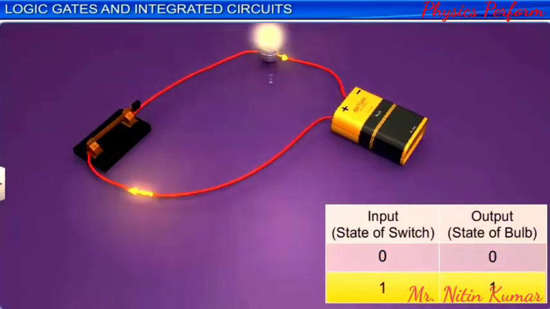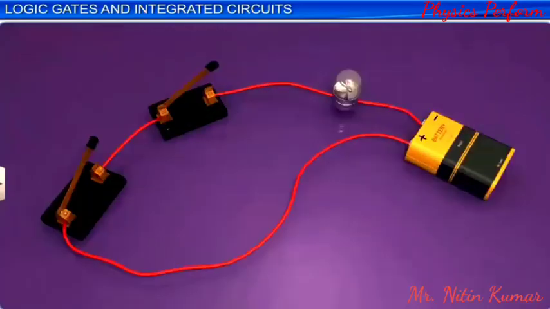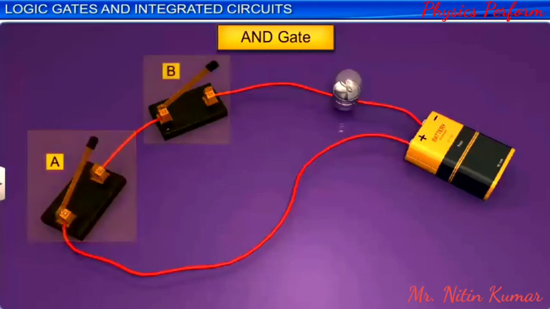Now here is a circuit representing an AND gate. An AND gate has 2 or more inputs. The 2 switches A and B represent 2 inputs and the bulb O represents the output of the logic gate.